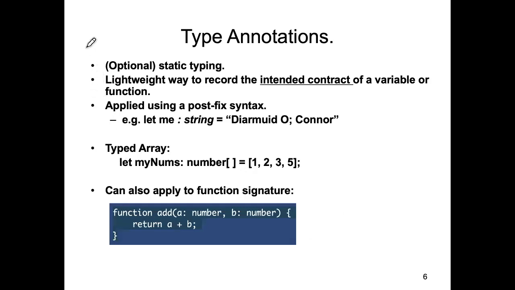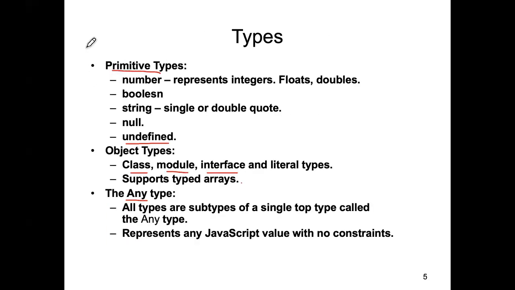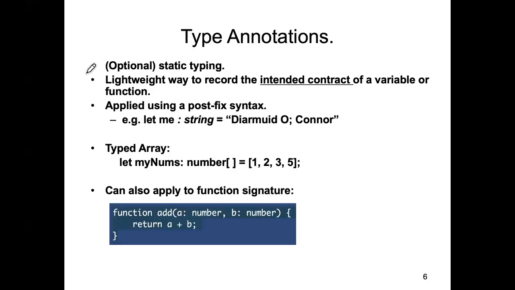Okay, so in the previous slide, I talked about the types that are built into the language, that being the primitive types, classes, what else did I say? Classes, modules, interfaces, the any type. There are one or two other types built into the language as well. But they are the main ones. After that, then, you can define your own types.